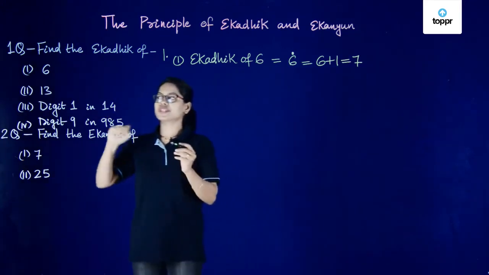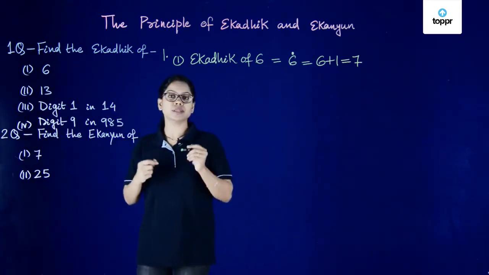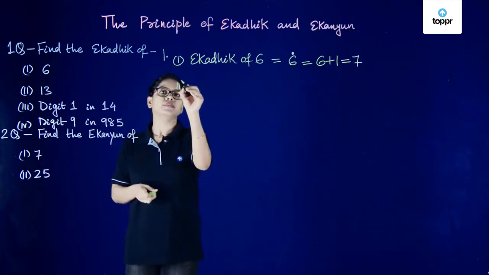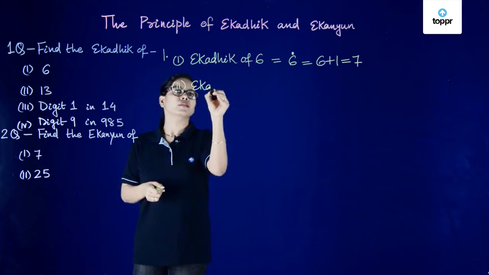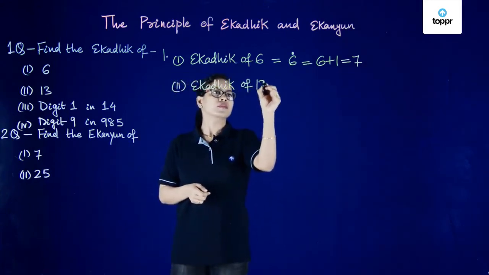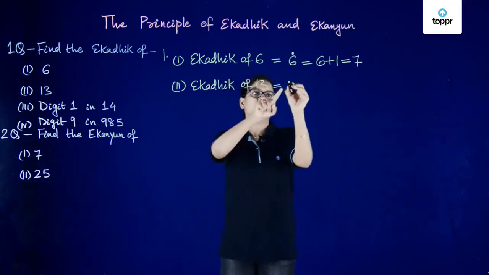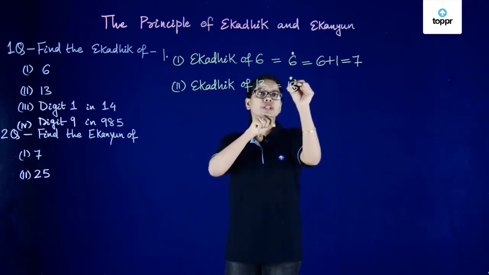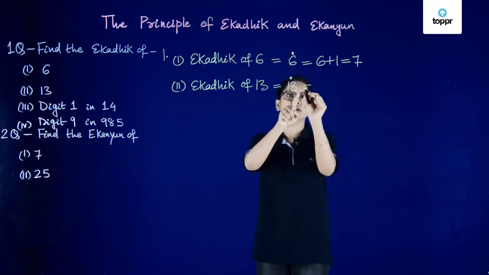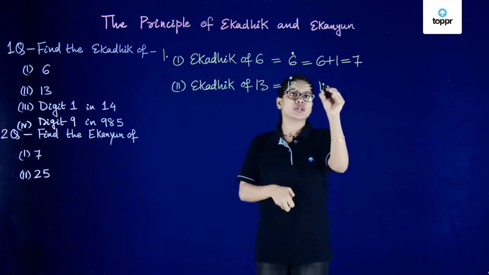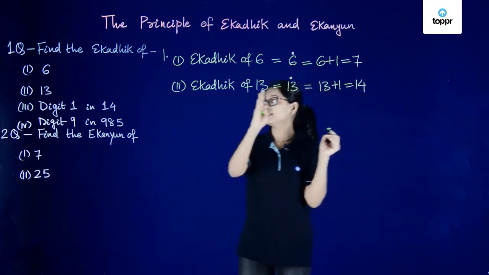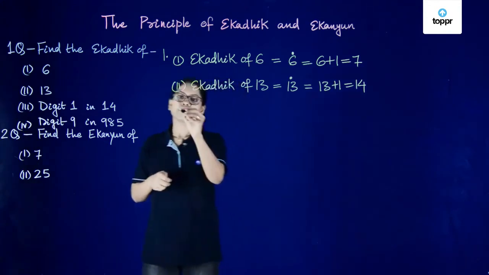Now, let's move on to the second bit. The number given to us is 13. So, we need to find the Ekadhik of 13. Same way, we'll put a dot on the top of 13 so that we understand it's for both the digits and not any one digit in particular. So, right here in the middle. So, that's equal to 13 plus 1 or 14. So, 14 is the Ekadhik of 13.